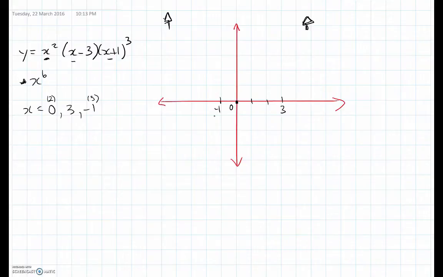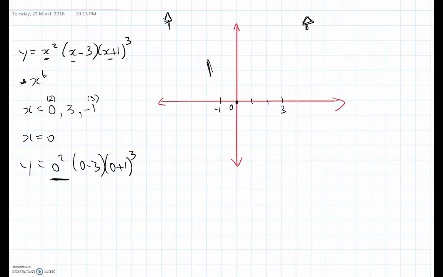The last thing that I want to do is make sure what happens when x equals 0. Y is going to be 0 squared times 0 minus 3 times 0 plus 1 cubed. And because of this 0 being multiplied by everything, it means that my y-intercept is going to be at 0. So starting pointing up, I'm going to come down to -1.